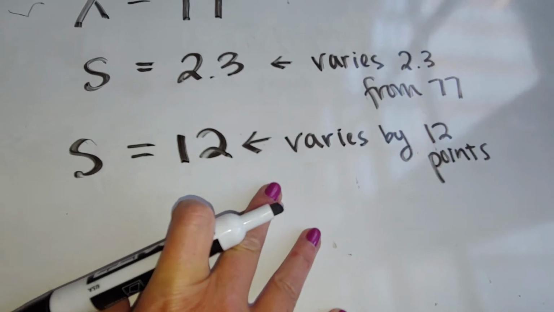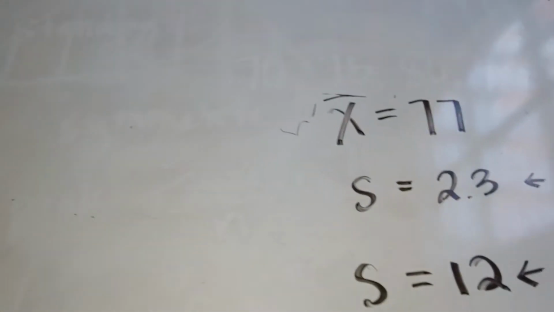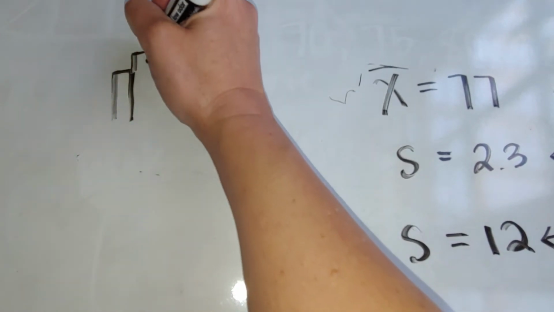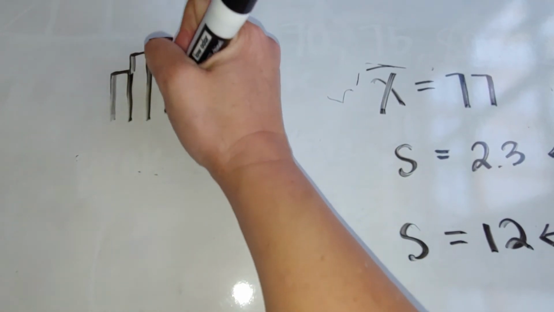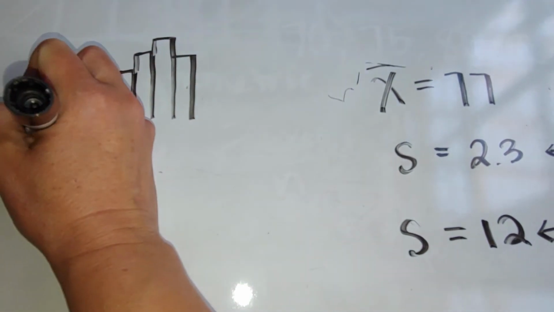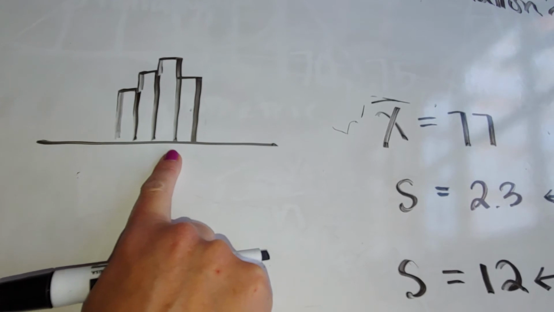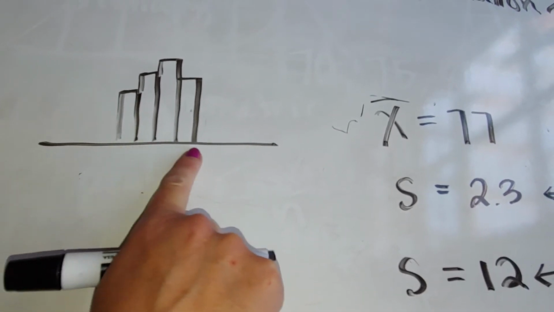Okay, now what does that mean as far as our graphs are concerned? Well, a histogram that has a small standard deviation, it doesn't have to do with the number of bars per se, but how tight the bars are. So this would be an example of a graph that has a small standard deviation because it's all sort of clustered.